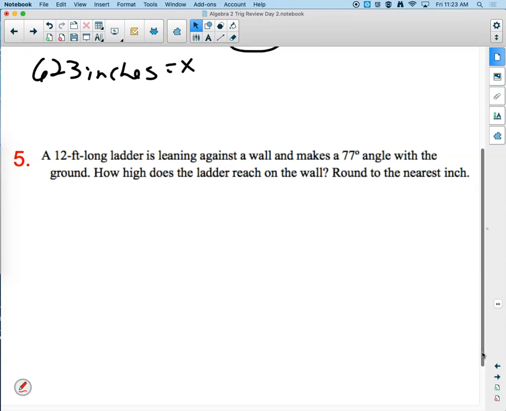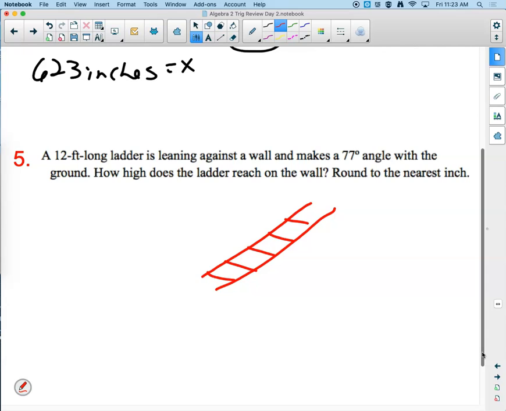A 12-foot long ladder is leaning against a wall. It makes a 77-degree angle with the ground. Here's the ground. How high does the ladder reach on the wall? Round to the nearest inch. Oh, I already see an issue. What do we have to change first?